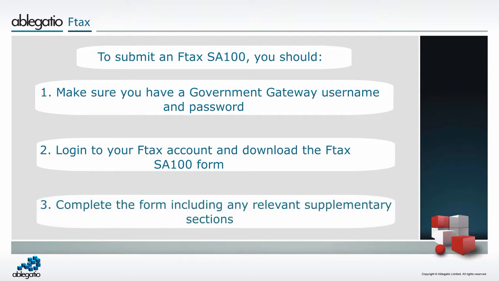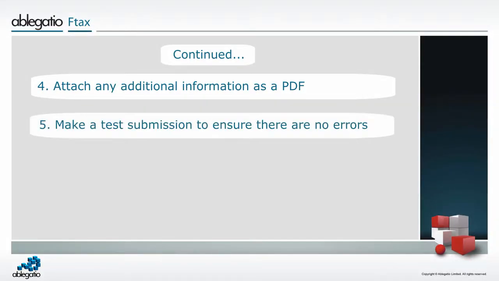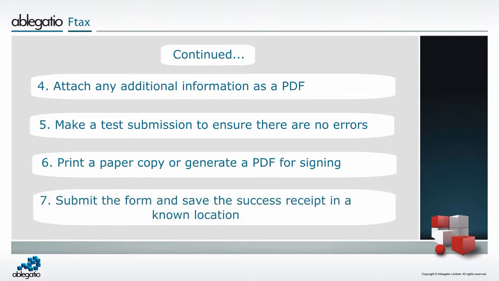Complete the form, including any relevant supplementary sections. Attach any required PDFs. If you are a tax agent, make a test submission to ensure there are no errors before generating a PDF copy and forwarding it to your client to sign. Submit the form and save the success emails in a known location.